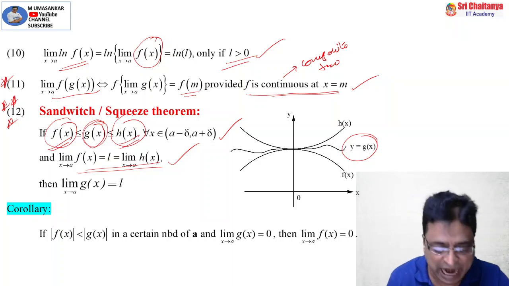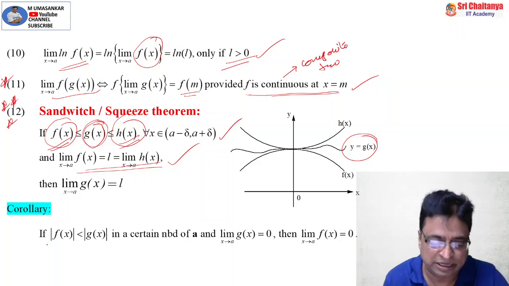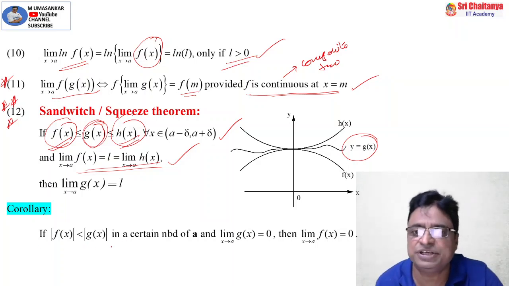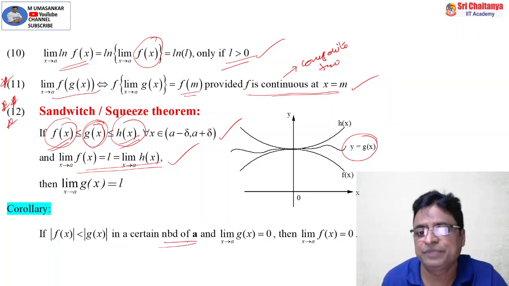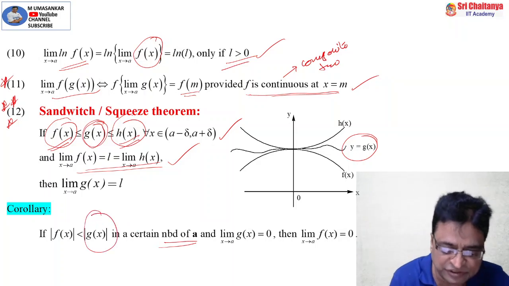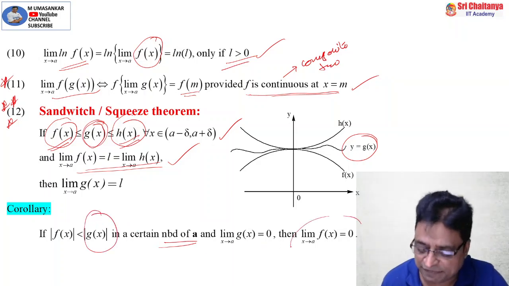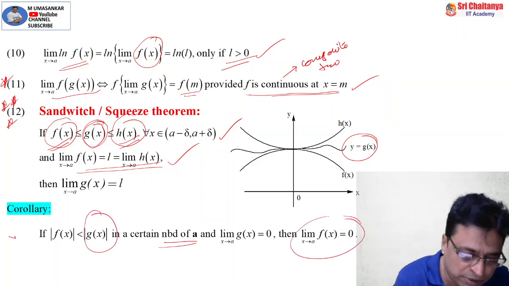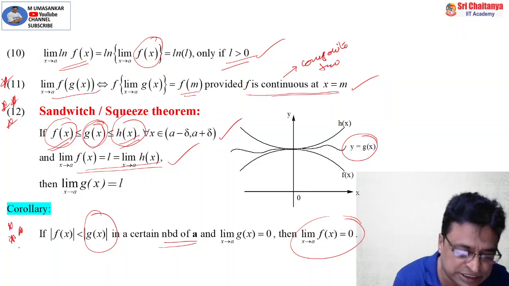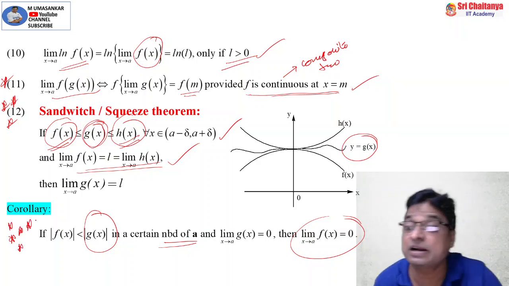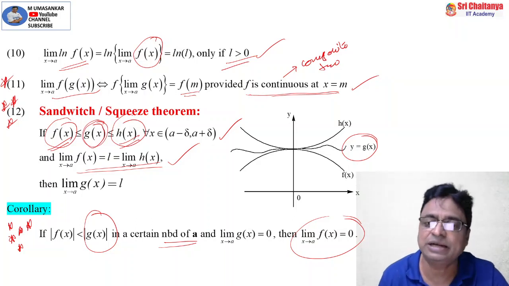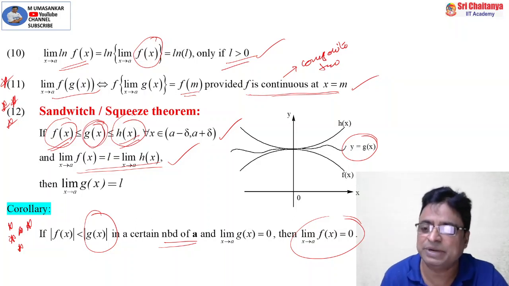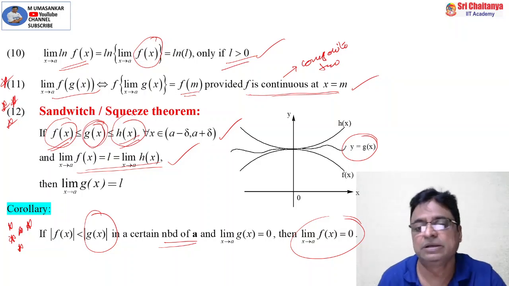Okay, my friends. And again, here is the corollary. If mod f of x is less than mod g of x in a certain neighborhood of a, what is NBD? Neighborhood of a. And moreover, the limit of g of x is 0, then the limit of f of x is also 0. Problems were repeated on this particular concept several times in JEE Advanced examination. Please don't neglect it, and collect, as usual, the best and beautiful examples just like I mentioned in the previous slide.